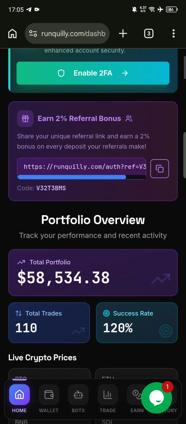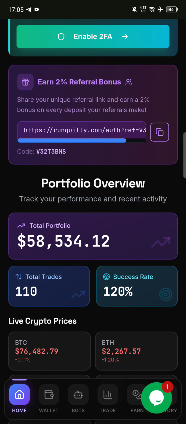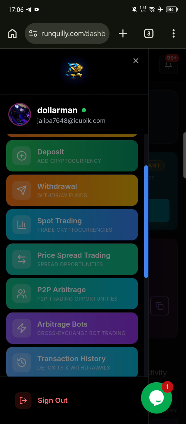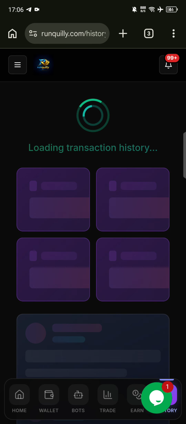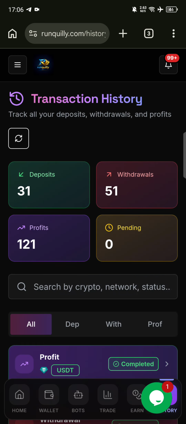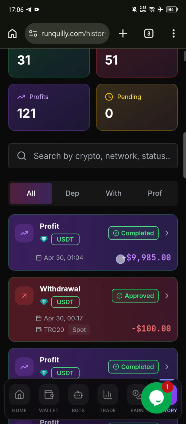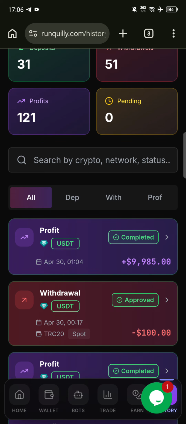Yesterday I did a very big trade. My balance is at 58 and I made almost $10,000. Let me show you that trade, by the way. In the transaction history, the profits of yesterday, I hit almost 10,000 and my stake was 2,000 USDT. I can't remember the bot I used. Let's check here. You can see 9,985. It was only $25 short of hitting 10,000 profit.